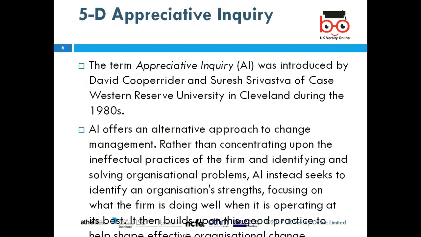So always we need to look around. Then the 5D approach to change, this is a model. 5D inquiry was also introduced by David, and this model is also used as an approach to change management. So rather than concentrating upon the ineffectual practices of the firm, we need to identify and solve the organization's problems. So we need to look around at what the problems within our organization are and we need to solve them.